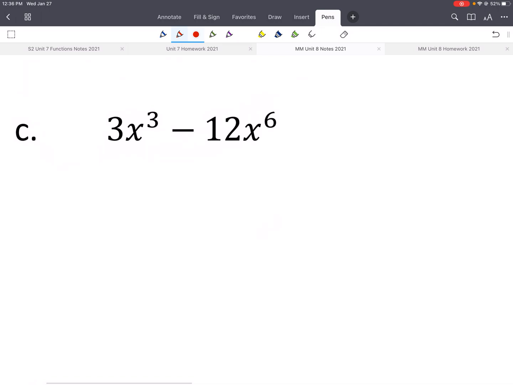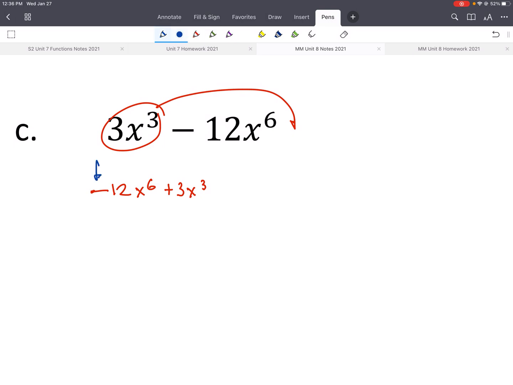All right, give C and D a try, and then you'll be done, okay? All right, so we look at the numbers. We can divide both of those by 3. I made a mistake. I did not put it in standard form first. So we want to move this over here. So we'll do -12x to the 6th plus 3x to the 3rd. This is going to make the difference because now our highest exponent, its coefficient is negative. So we're going to take out a negative.